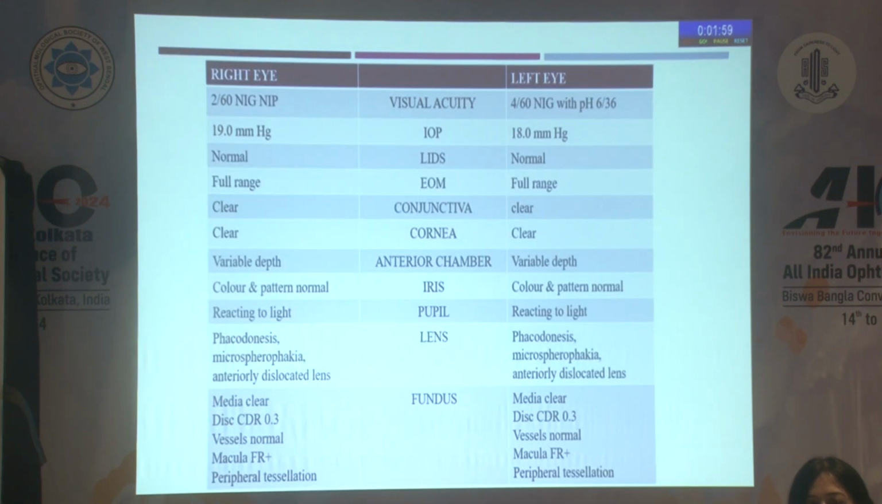This is examination of the right eye and left eye. In both eyes, the fundus was normal. Lens showed phacodonesis, microspherophakia, and anterior dislocation of the lens. IOP was within normal limits, and the vision in the right eye was 2/60. Vision in the left eye was 4/60, improving to 6/36.